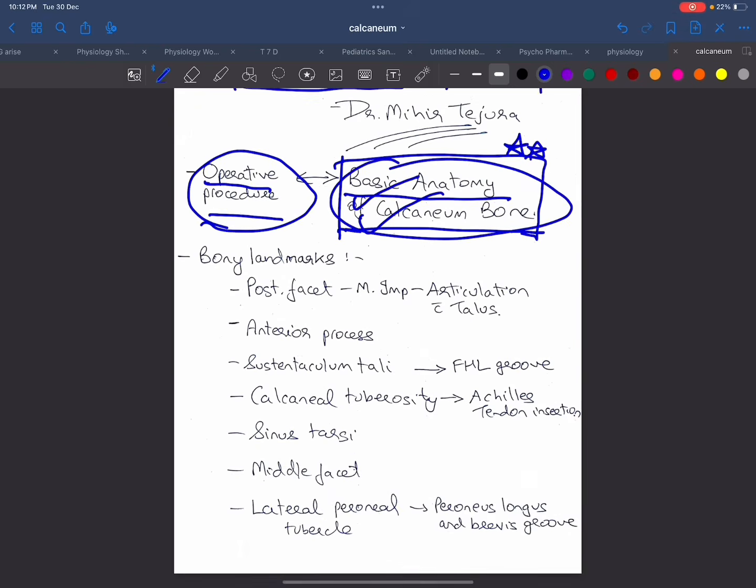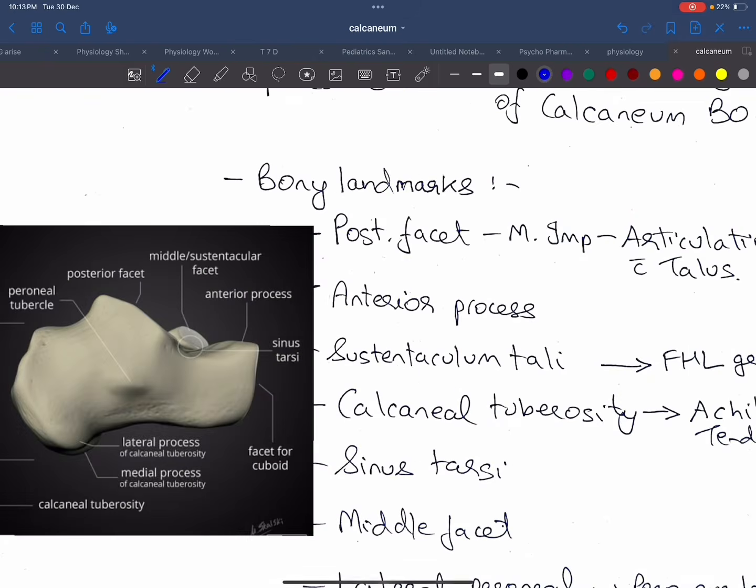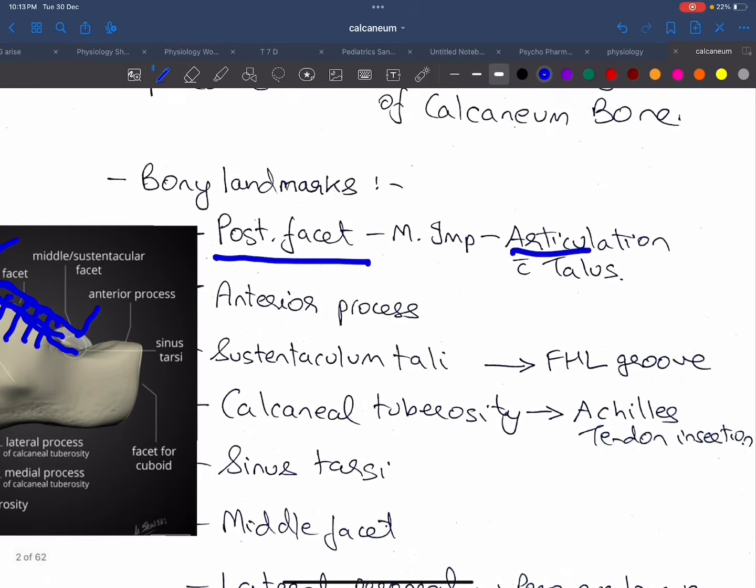Okay, so without further ado, let us discuss first the bony landmarks. This is the lateral surface. This is what we are seeing from the lateral surface. The most important part is the posterior facet. It is the articular border. It articulates with the talus. So one of the most important things is restoration of the talocalcaneal articulation. The posterior facet is the most important because it articulates with the talus.